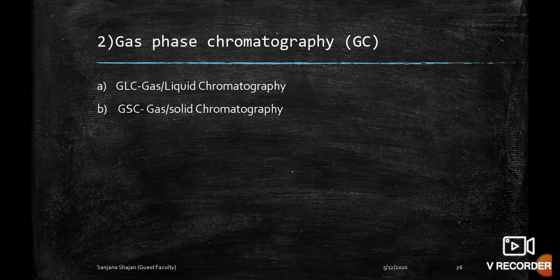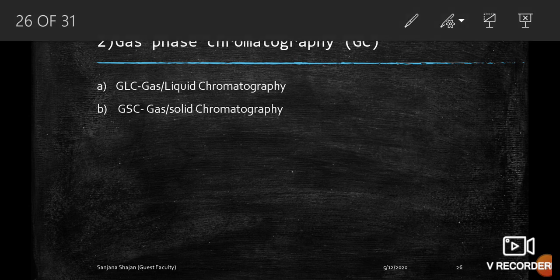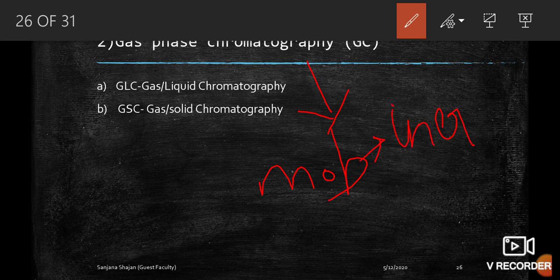So this completes the first type, that is liquid phase chromatography. Now coming to the second type, that is gas phase chromatography, also called GC. Here the main thing you have to remember is that there the mobile phase was liquid, here the mobile phase is an inert gas. And again, there are two types: one is gas liquid chromatography, and the other is gas solid chromatography.